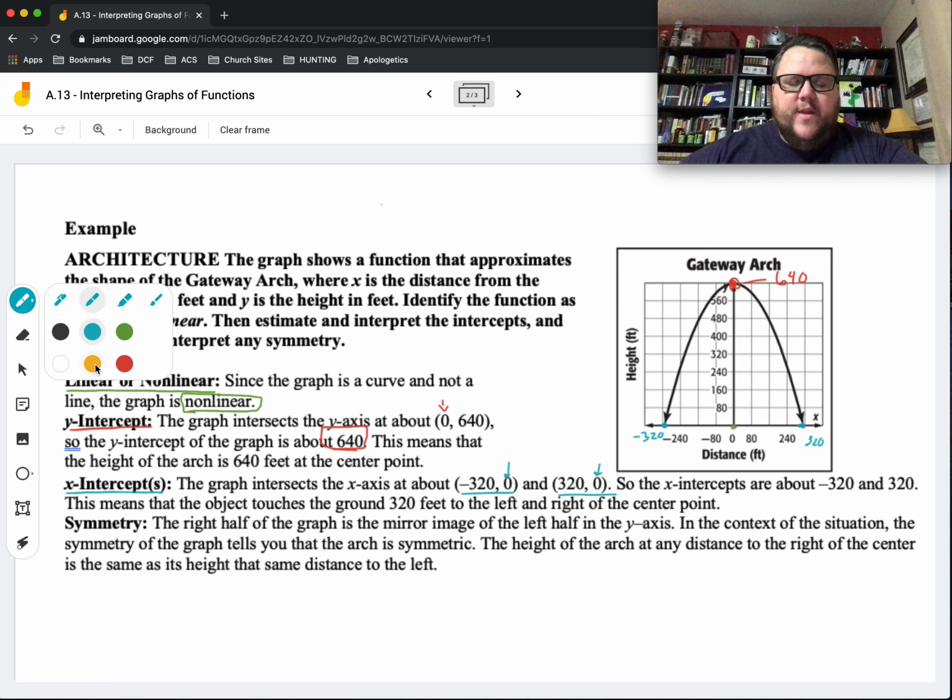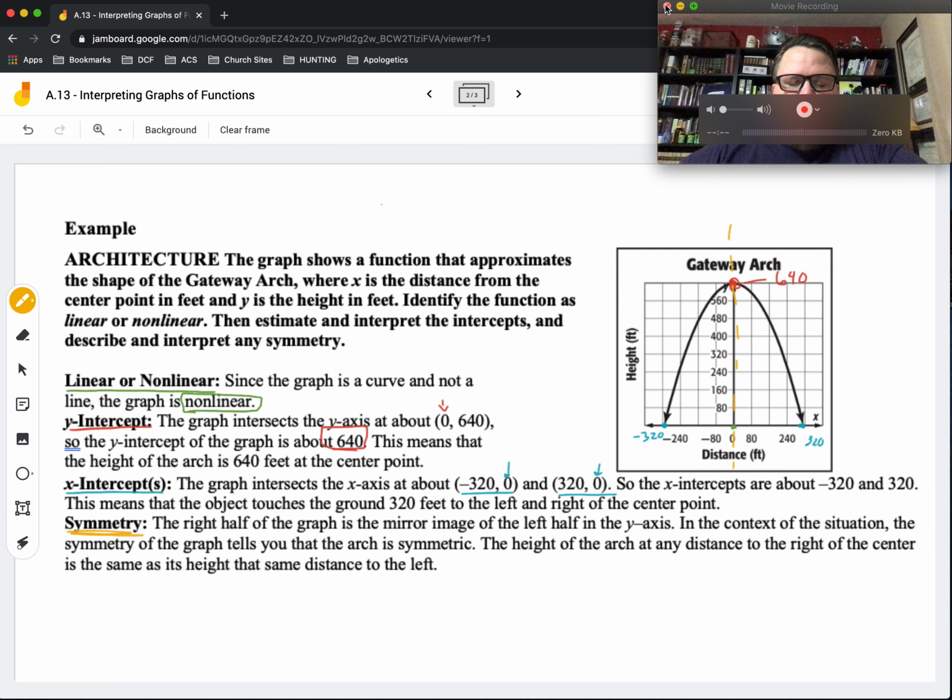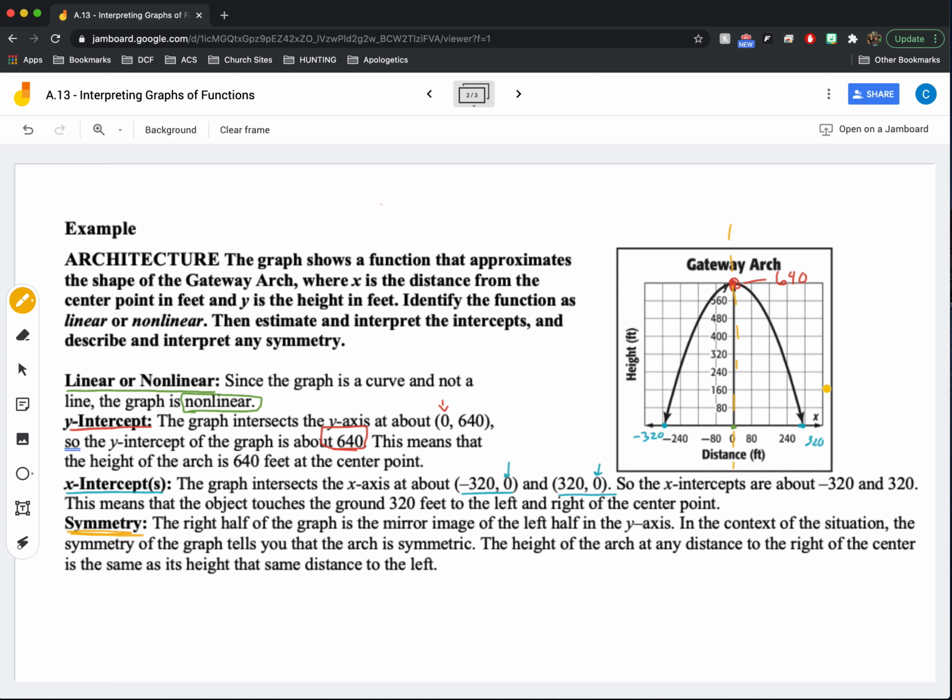And then we're going to take a look at symmetry. If I were to draw a line down the y-axis, and I were to fold that graph over, it would be symmetrical on both sides. They line up. So the line of symmetry is x equals 0.